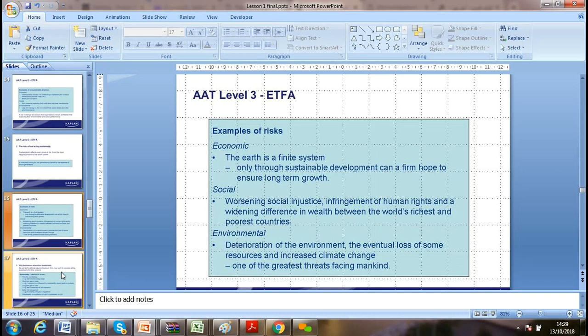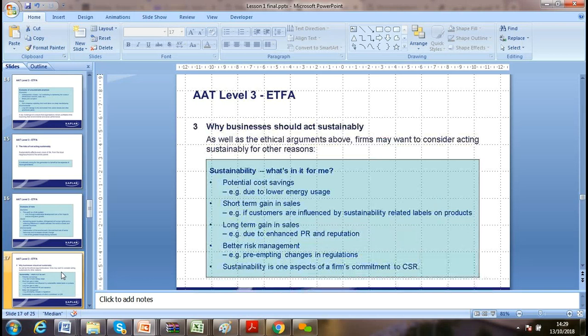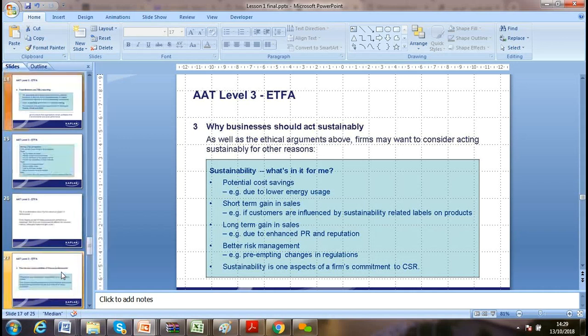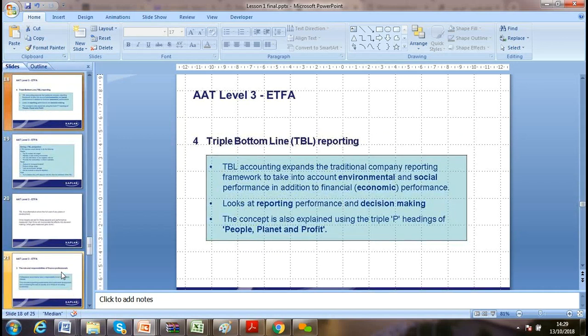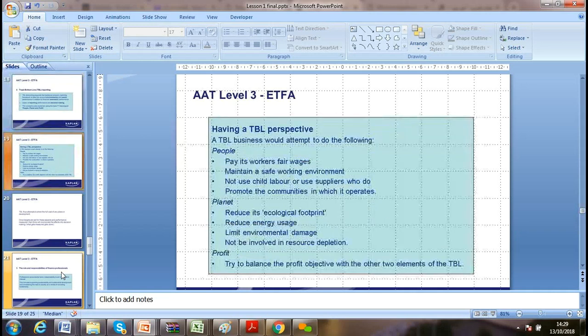Social justice: if we have injustice, we can't sustain as a company. We need to look at the environment and protect it. So why should the business act? The potential cost saving, short-term and long-term gain in sales, and a better risk management approach. Triple bottom line expands the traditional company report to the environmental, social, and economic. So you report on all three P's.